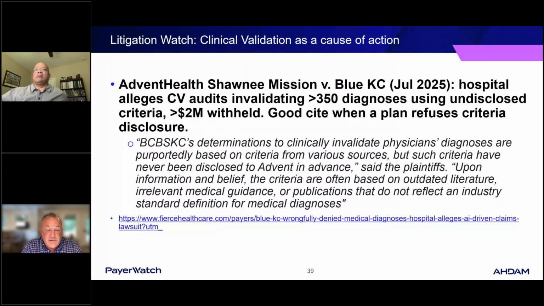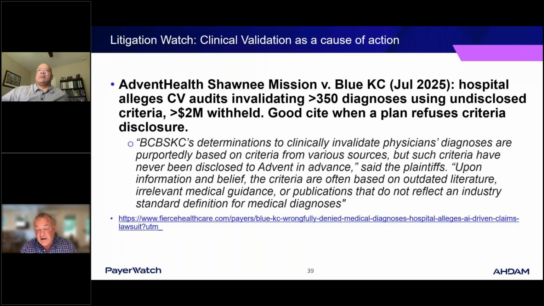Specifically, the allegations made were that Blue Cross Blue Shield Kansas City's determinations to clinically invalidate physicians' diagnoses are purportedly based on criteria from various sources. Such criteria have never been disclosed to Advent Health in advance. Upon belief, the criteria are often based on outdated literature, irrelevant medical guidance, or publications that do not reflect an industry standard definition for medical diagnosis.